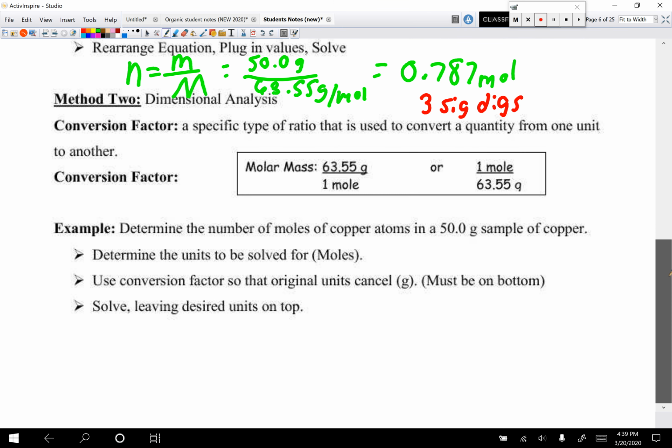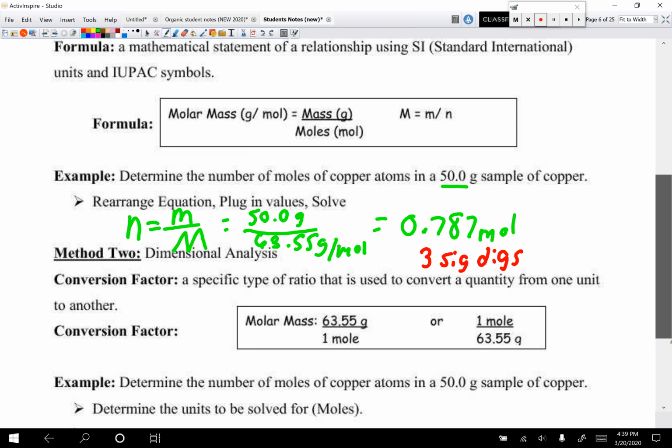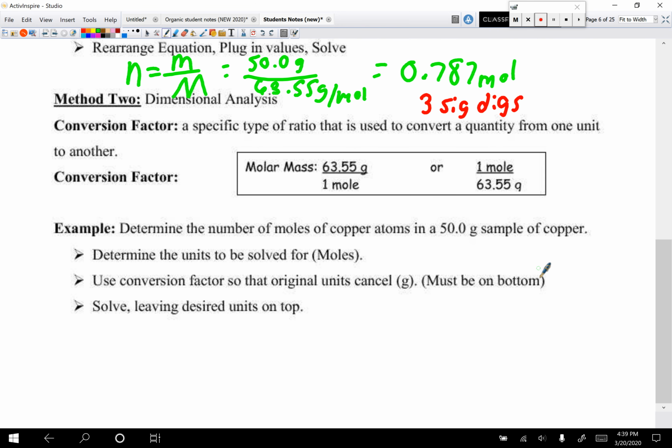Now, using dimensional analysis, we're going to use the molar mass, because it relates grams and moles together. We're going to treat it as a conversion factor, and this way we can actually cancel stuff out if we want to. So if we have the exact same type of question, determining the number of moles in 50 grams of copper, we have our known, which was 50.0 grams, and we're going to multiply by a conversion factor.